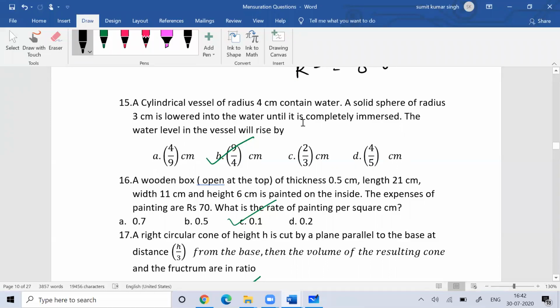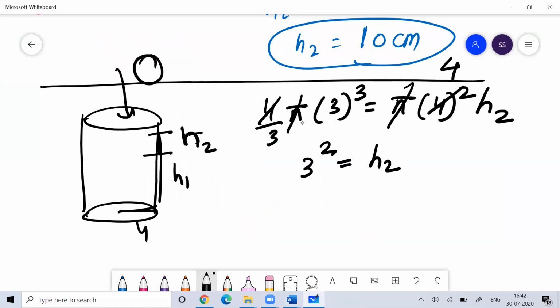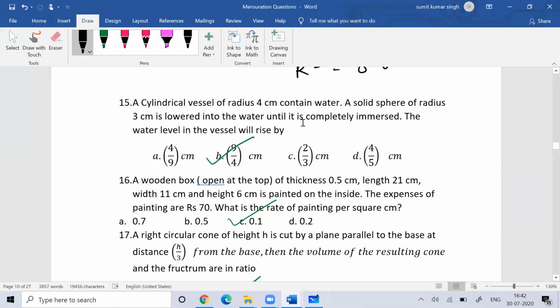So the level, no, something is a mistake. Therefore, the solid vessel of radius 3 is lowered into the... okay, fine. So pi r square h. What is the calculation mistake? Pi, this is 3 square. Okay, this 4 was there. No, okay, sorry. This should be 9 by 4.